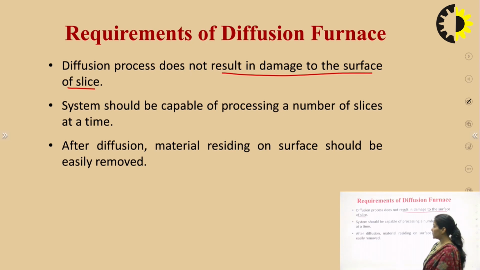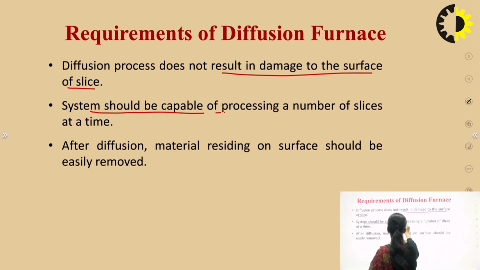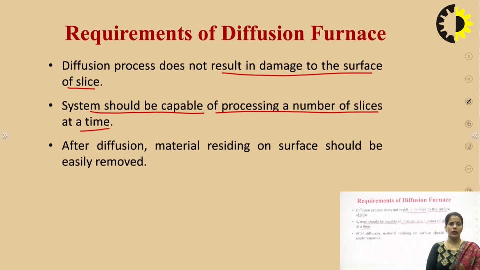Next point, the system should be capable of processing a number of slices at a time. So diffusion should not take place in such a way that one wafer has undergone diffusion, then another wafer will come, then another wafer will come. No, this is not the way. The arrangement should be in such a way that a number of wafers can be handled simultaneously. The diffusion can take place in a number of wafers at a time. Then only the productivity of the fabrication process will increase.